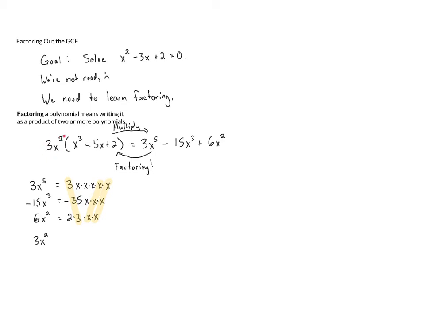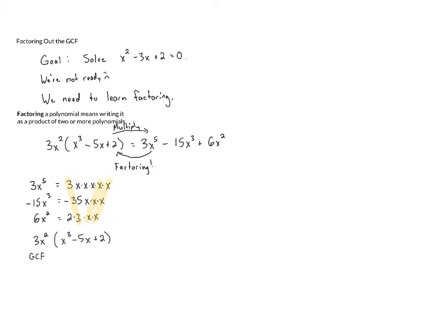So this thing that goes out front, the 3x squared, is actually the greatest common factor, or GCF, of these different terms. It's the biggest thing they all have in common. Now remember, we also have this other part, the x cubed, the negative 5x, and the positive 2 in the parentheses. Where do those come from?